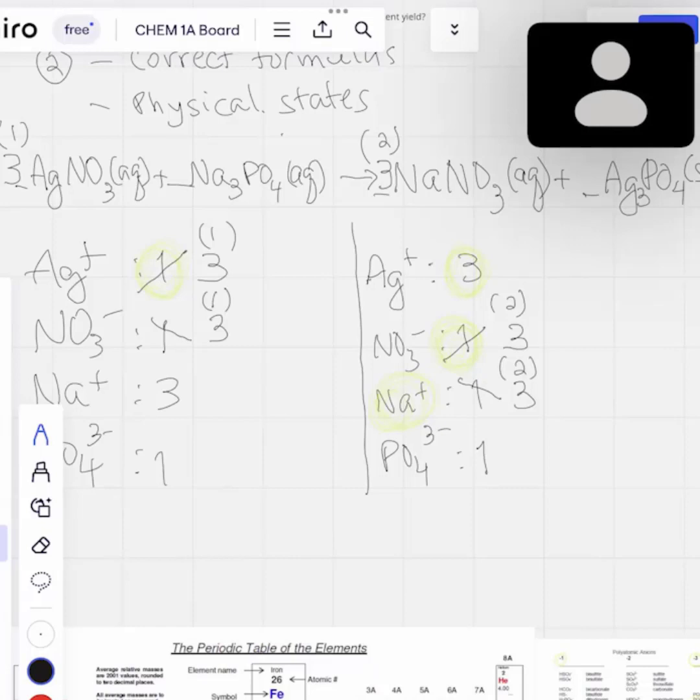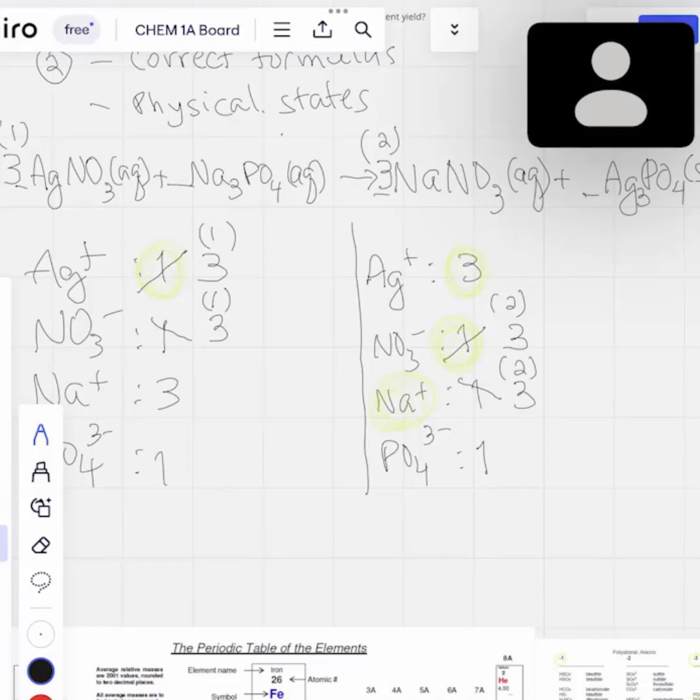Now, since on the right side I only had 1 nitrate, I put step number 2 in parentheses, which involved putting a coefficient of 3 on the top. And that also affected the number of sodiums. So I indicate down here where the sodium ions went from 1 to 3.